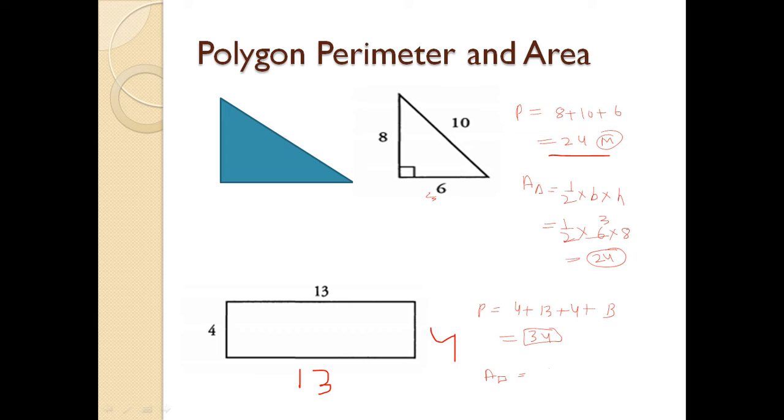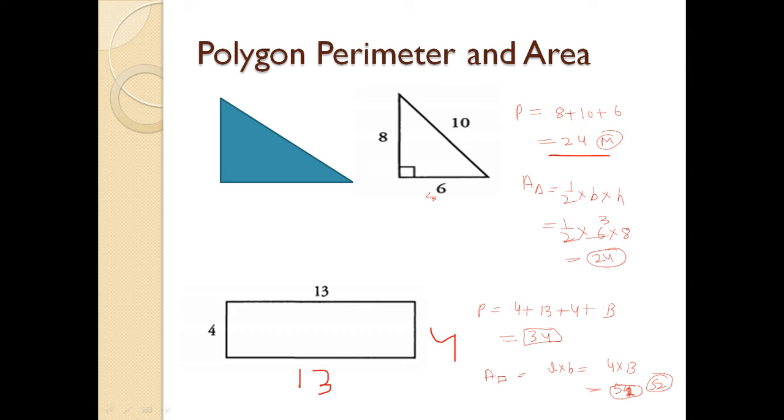Similarly, if we want to calculate the area of this rectangle, then the area of a rectangle is length into breadth. So length is 4 and breadth is 13. So the area will come out to be 52. Got it?